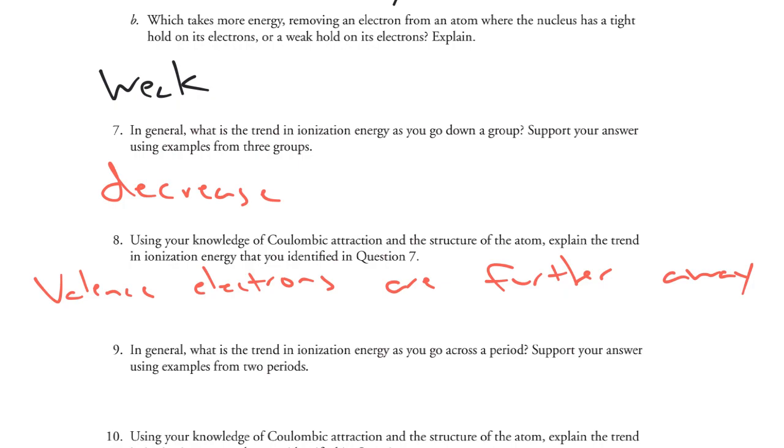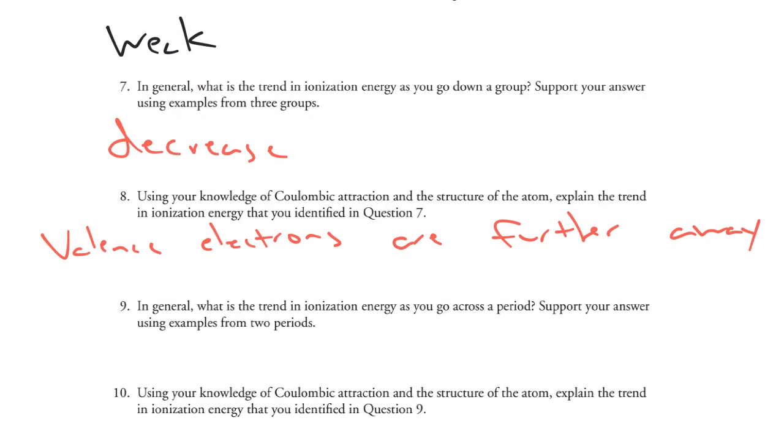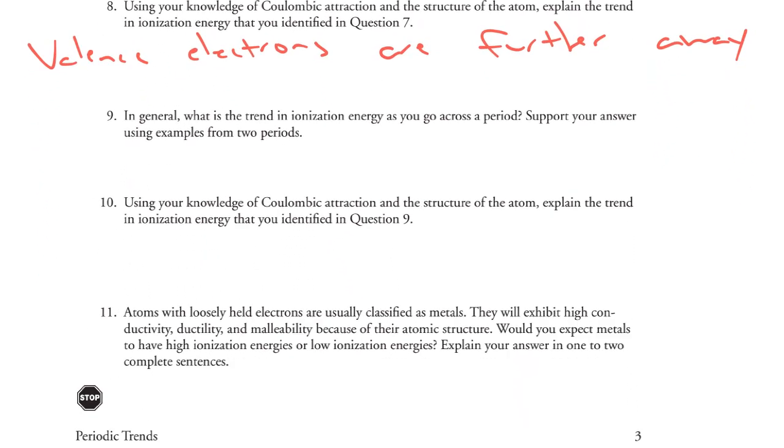All right, and then number 9, in general, what is the trend in ionization energy as you go across a period? So now remember from atomic radius that moving across a period means that the nucleus is holding on tighter and tighter to that outer shell. Therefore, it makes sense that this would increase the ionization energy.